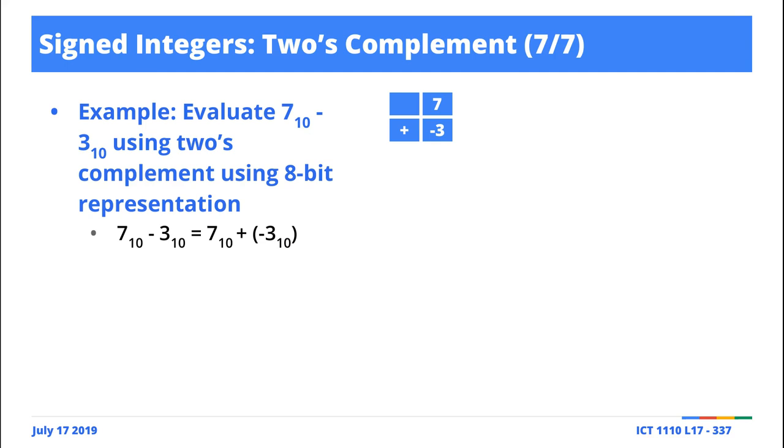1 and 1, 0. Carry 1, and this repeats down the remaining bits. What do we do with the carry bit? Discard, throw it away. So the answer, when you evaluate 7 minus 3 using 2's complement, what's the answer here? What is this? 4, which is correct, right?